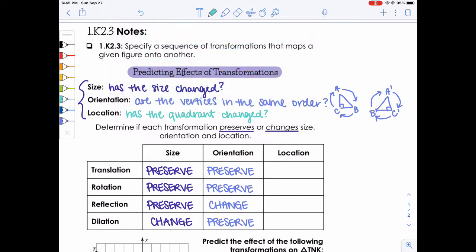Okay, lastly, let's talk about location. Location is one of those tricky ones. There are some trickies, and you may want to put sometimes on some of these. So let's say if it preserves or changes. And remember, when we're talking about location, we want to refer to the quadrant in which it's in. So yes, some of these things change it a little bit, but does it move it out of the quadrant? That's what we want to think about. Okay, give me your best guess.